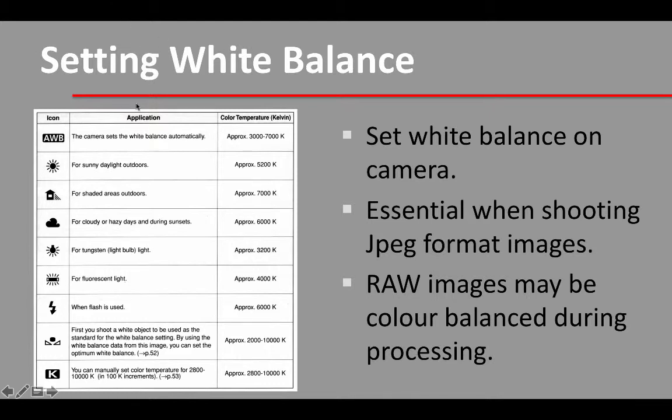So in your camera, these are the settings that you'll have available, okay? And if you look in your manual, this is exactly what you'll see. Automatic white balance, AWB, means the camera sets a white balance automatically. It actually sets it to around 3 to 7000 Kelvin. Now this does a fair job most of the time.